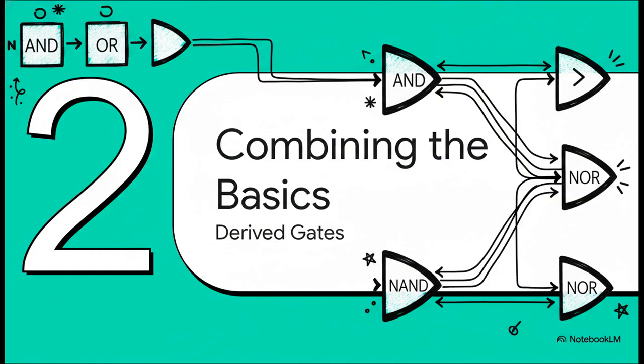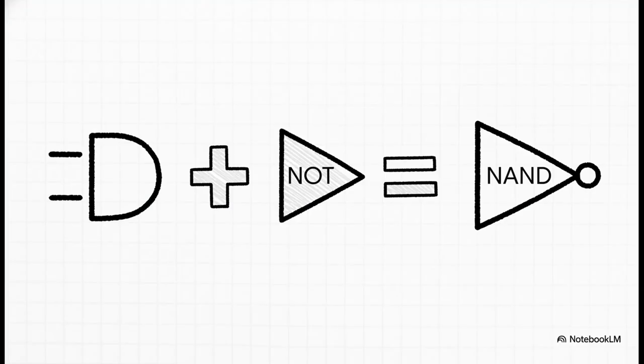All right, so we've got our three basic players, right? AND, OR, and NOT. But this is where the real magic starts to happen. The true power comes when we start snapping them together like Legos to create new types of gates. So, say hello to our first combination gate, the NAND gate. And the name is a dead giveaway. It's short for NOT AND. It literally is just an AND gate that does its thing, and then its result immediately gets fed into a NOT gate, which flips it.